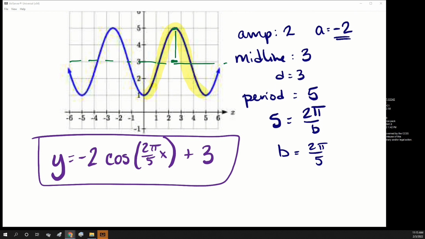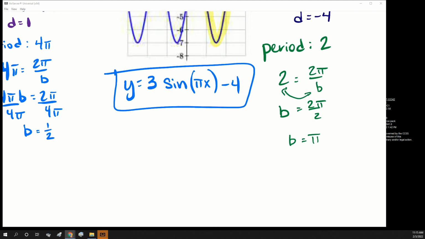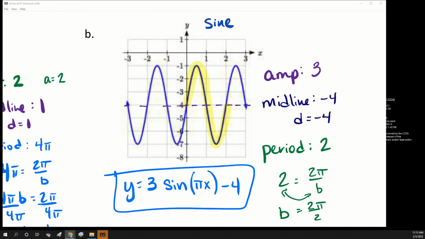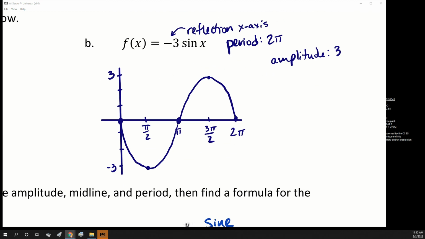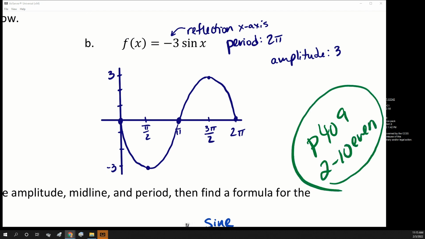Okay. All right, so basically your assignment is exactly what we just did with different problems. So two little graphs to do, and then three where you're writing the equation again. All right, let me write your assignment. It's page 409, 2 through 10, even.